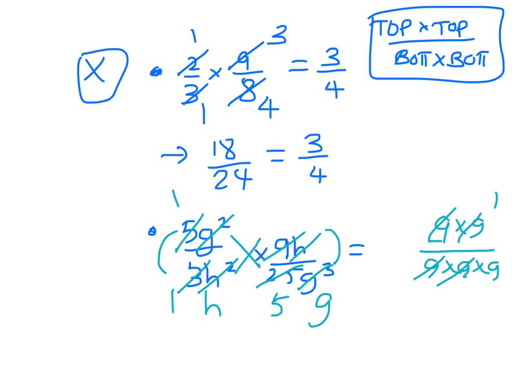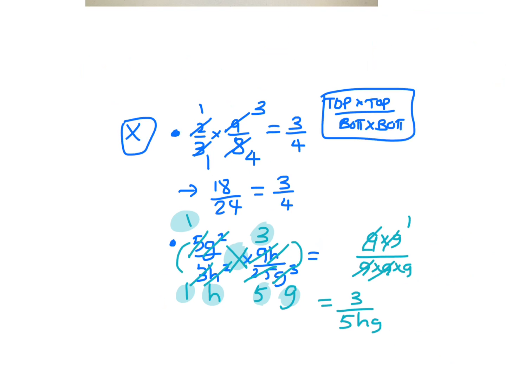3 goes into 3 once and 3 goes into 9 3 times. So what do we actually have left? 1 times 3 and 1h times 5g. So 1 times 3 is 3, 1h times 5g is 5hg. So multiplying, you cancel anything on the top with the bottom before you multiply out, and then top times top, bottom times bottom.